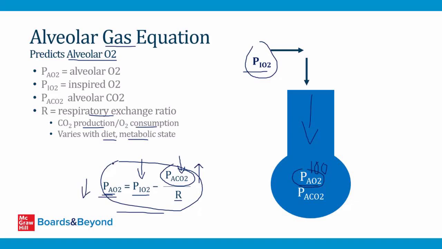We talked earlier about how the major cause of P big A CO2 going up is hypoventilation. So if you're hypoventilating, this P big A CO2 number is going to go up. And anytime you hypoventilate, you bring less oxygen into your lungs. So naturally, your PaO2 goes down. So that sort of makes sense logically, and that's also what this equation is showing us right here.